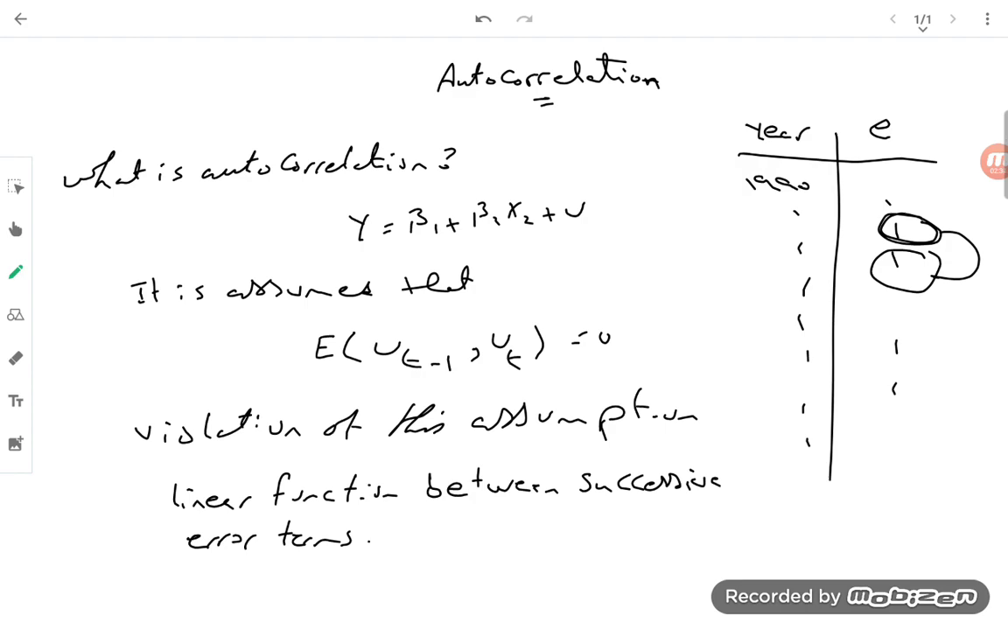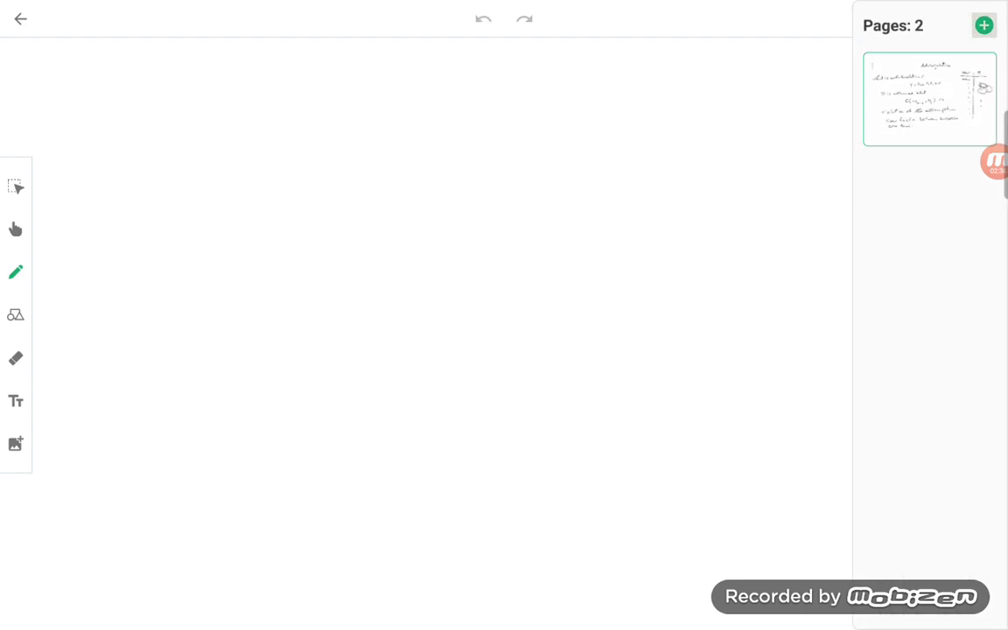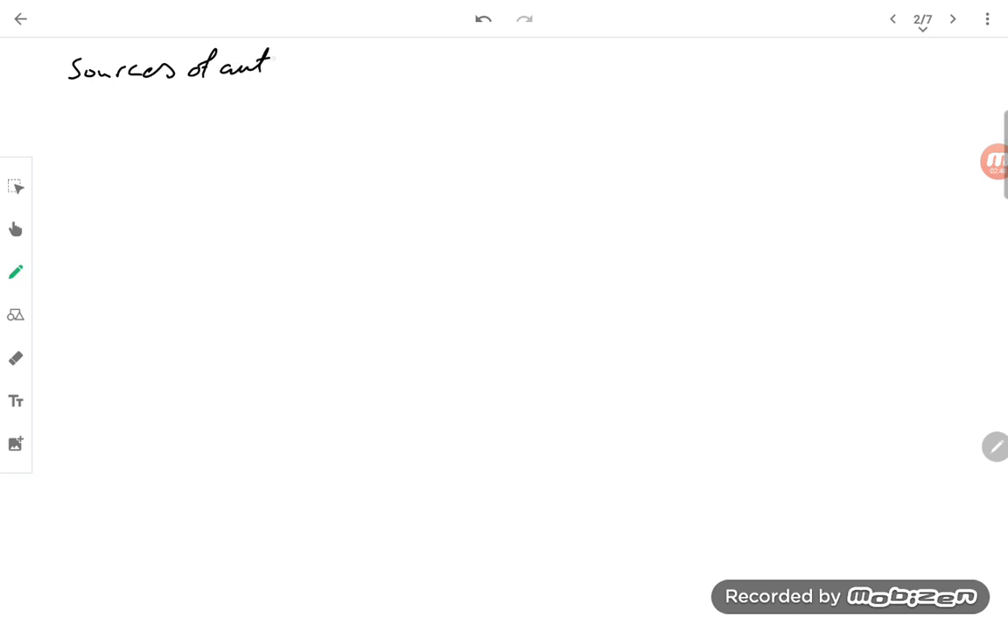But why does this problem arise? What are the main causes of this problem? There are five main causes or sources of autocorrelation. Number one, nature of economic and business variables.